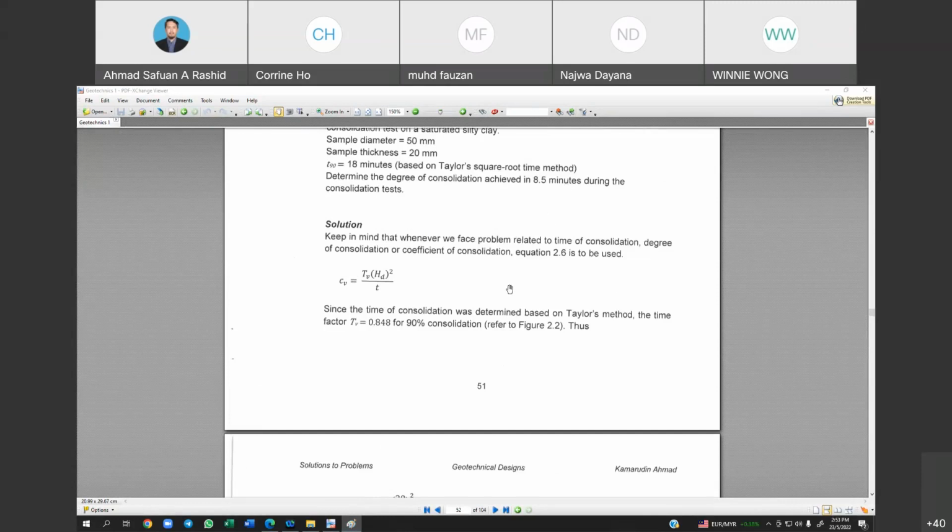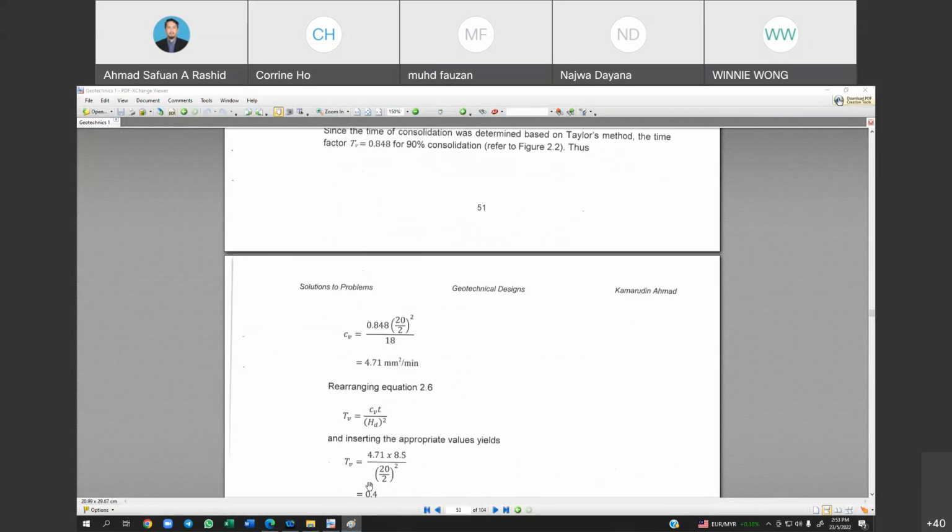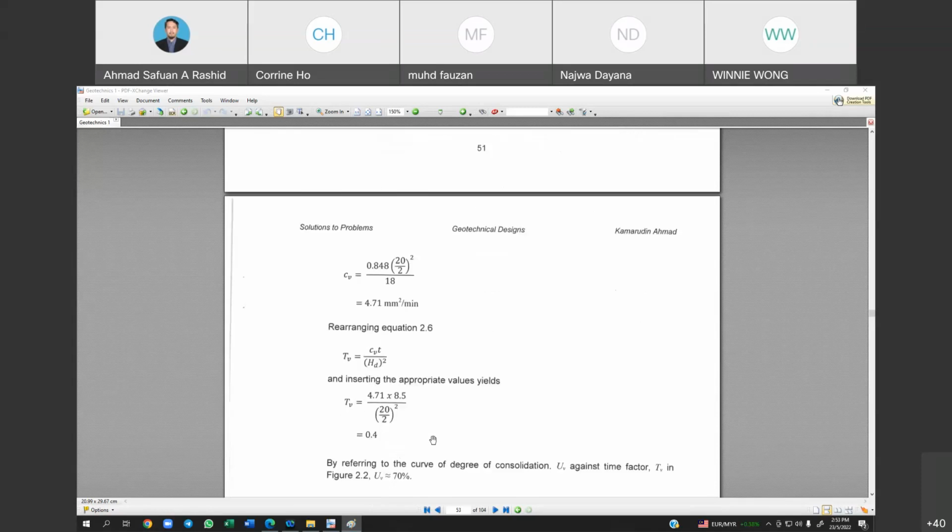So we solve first the problems, and then right after that, if you want to change into year per year, we can change later on. Okay, so then the T is 8.5. CV is 4.71 over HD power by 2. So then we get 0.4 for the TV.